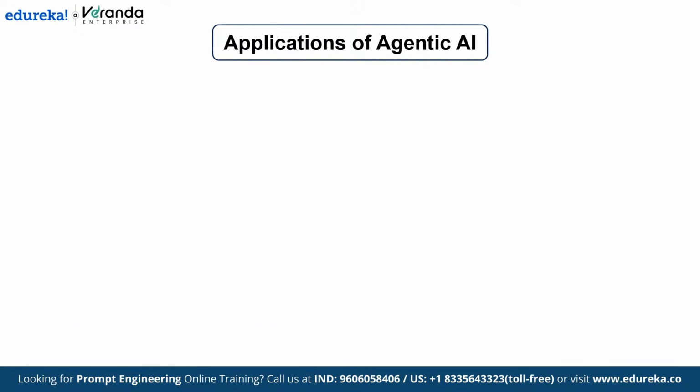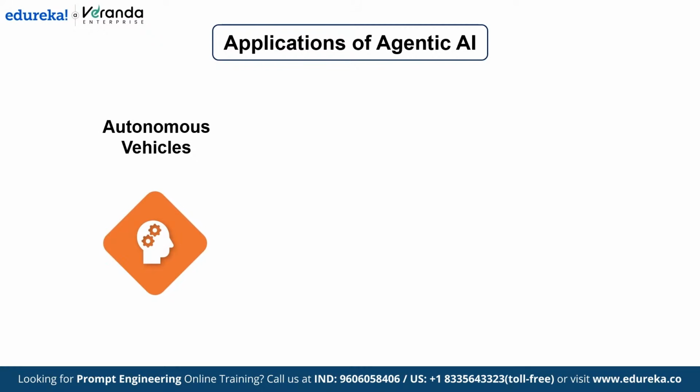Now, let us see the applications of Agentic AI. Agentic AI is transforming various industries by enabling systems to make autonomous decisions, adapt to changing environments, and achieve specific goals. Autonomous vehicles power self-driving cars and drones to navigate roads, avoid obstacles, and make real-time decisions, as seen with Tesla Autopilot and autonomous delivery drones.